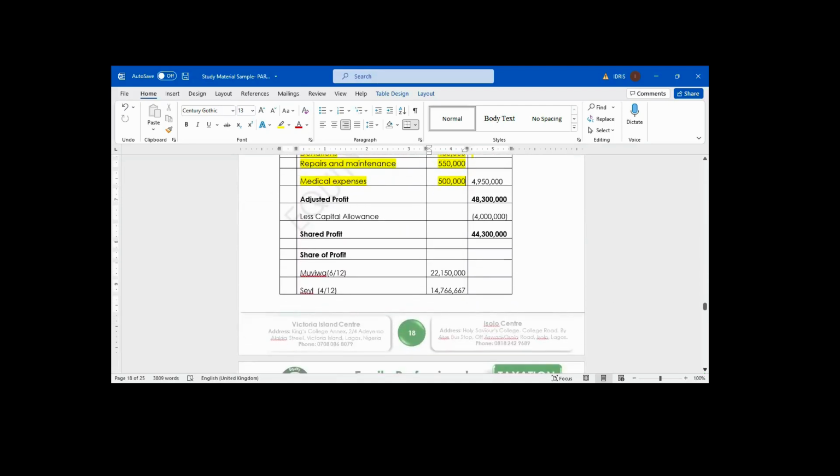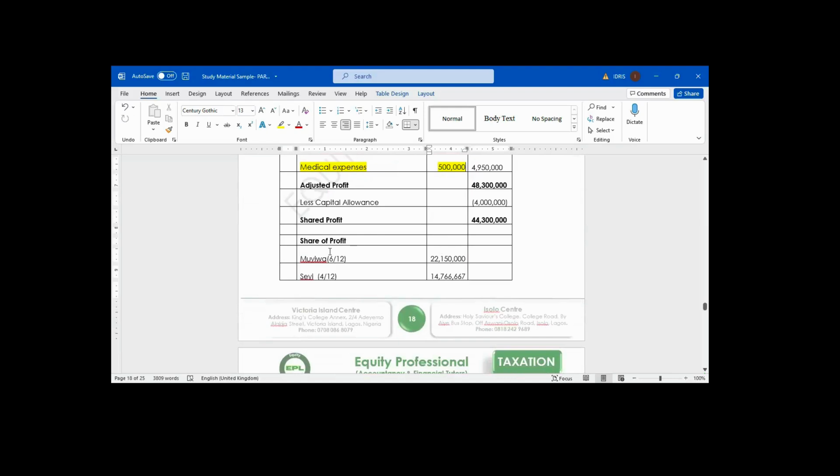So do you understand how we share this profit? 6/12 times 44,300,000, you will get 22,150,000. Then 4/12 for Sheyi times 44,300,000, you will get 14,766,667.